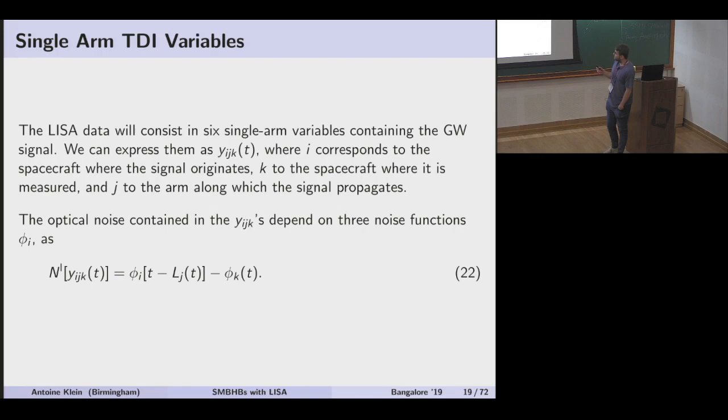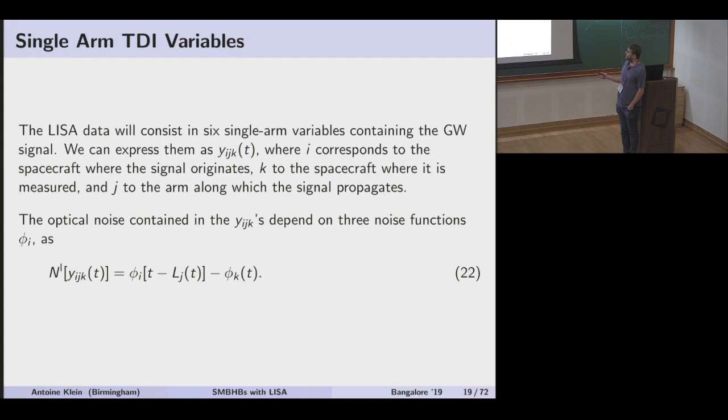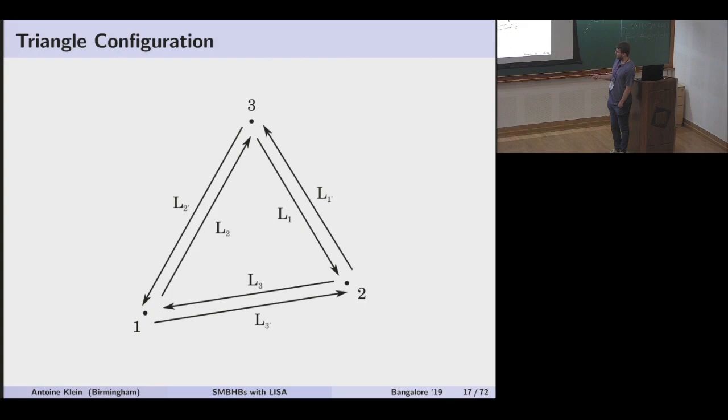So a bit of notation here. We call y_ijk the measurement along one arm. The first index corresponds to the spacecraft where the signal originates. The last index corresponds to where the signal is measured. And the middle index corresponds to the arm along which the signal propagates. So for example, this signal here will be y231. And then this one will be y13'2.